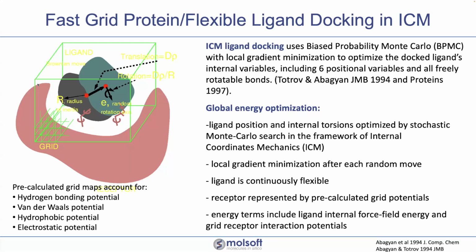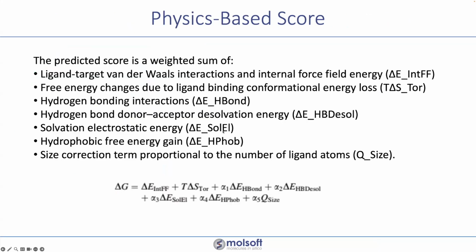And the receptor here is represented by pre-calculated grid potentials in this box. These represent hydrogen bonding potential, van der Waals potential, hydrophobic potential, and electrostatic potential. And so the ligand's fully flexible. There are other options, which we'll talk about in terms of receptor flexibility, but that's another webinar.